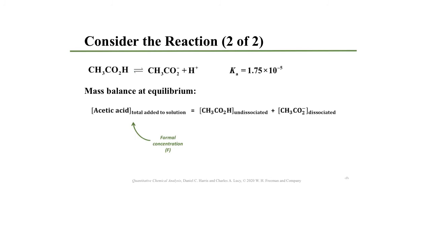So let's look at something like acetic acid, right? Acetic acid, the weak acid, and so you know it doesn't completely dissociate. And so let's say you added a total amount of acetic acid into a solution. That would be the formal concentration. But it's in these forms, right? It's in the undissociated and the dissociated form. So you could write the mass balance to say the concentration of acetic acid is equal to these two concentrations.